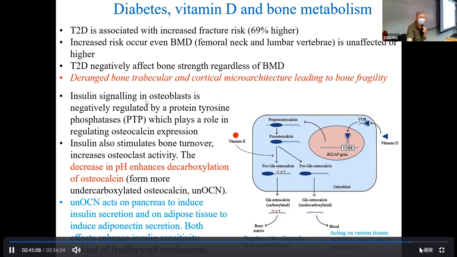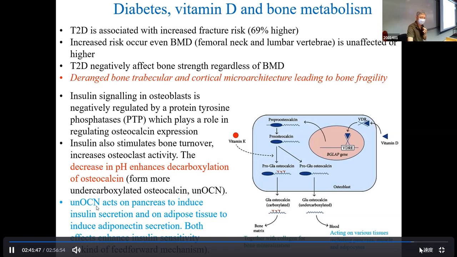Now, insulin signaling in the osteoblast. This is the osteoblast, but we are not showing you the insulin signaling yet; we will show it to you later. It will have an impact on the process which plays a role in making the osteocalcin expression. Insulin also stimulates bone turnover and increases osteoclast activity. So this is one of the factors. When osteoclast activity increases, the pH decreases and therefore increases the mineralization.